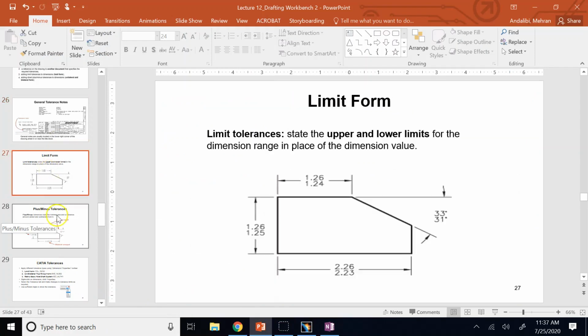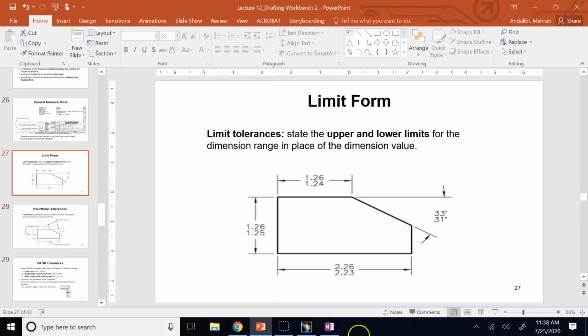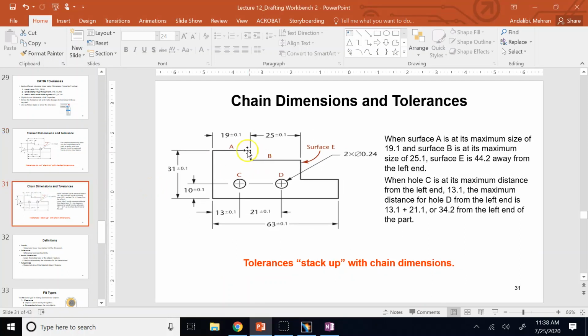Okay, so we have seen how to add a general tolerance note, the plus and minus form, and the limit form. Now some more about tolerance. If you remember in the previous lecture, I mentioned that when you do the chain method for dimensioning, you are not going to show the last part of the chain. Instead, you show the overall size of the chain, right?